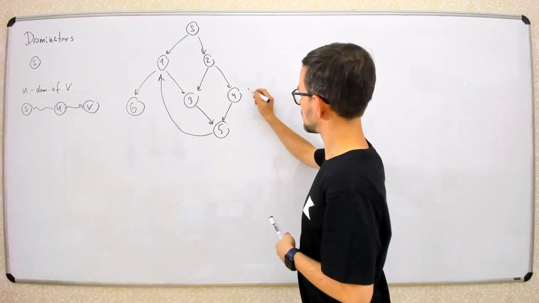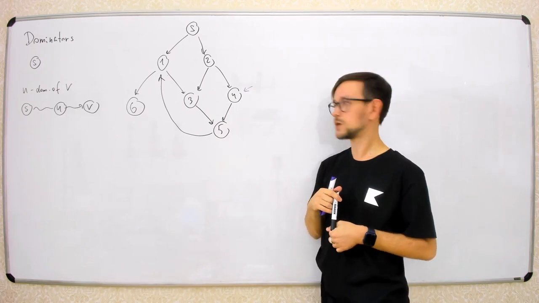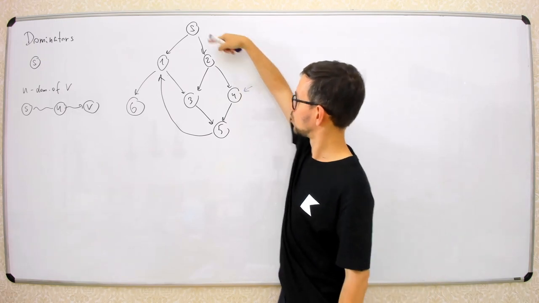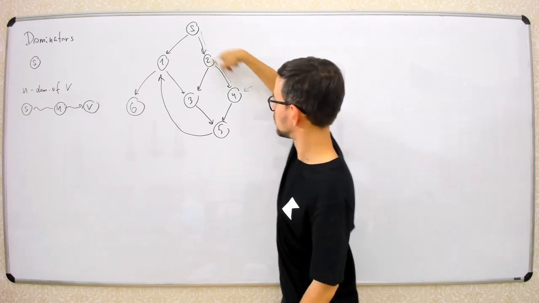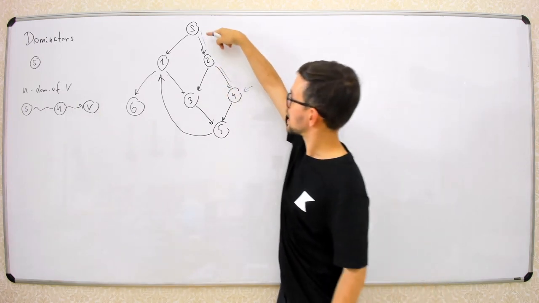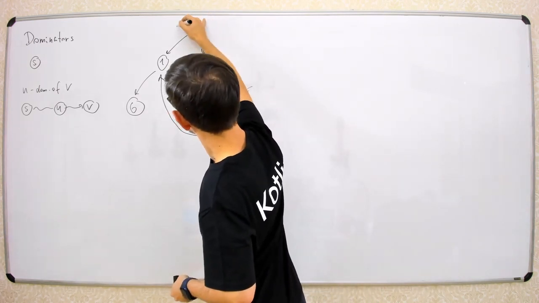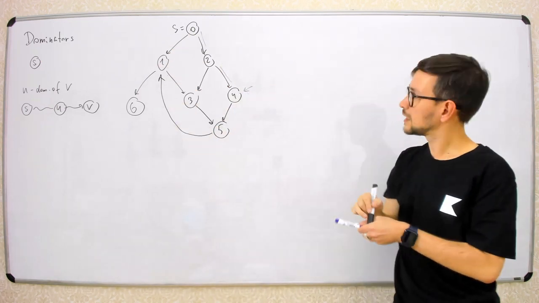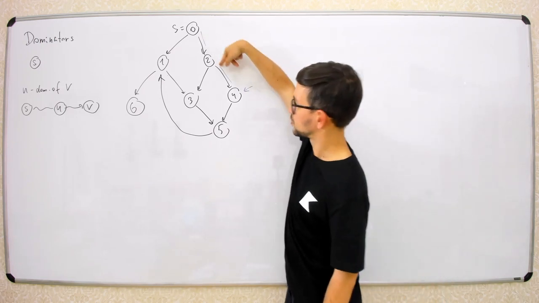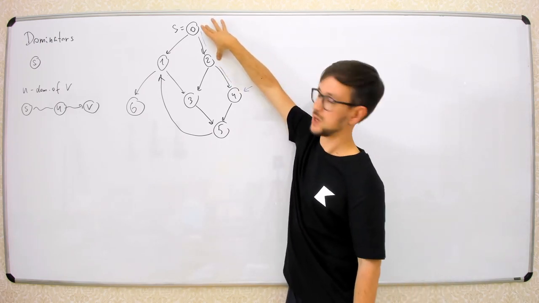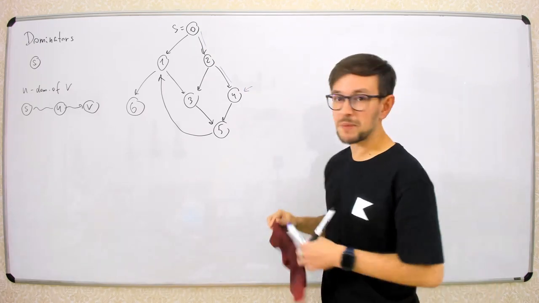For example, for this node 4, which nodes dominate this node 4? So if you look at the path from node S to node 4, there's just a single path, like this. So this is the only path from node S to node 4. And on this path, we have nodes S, well, let's call it 0. So all the nodes are marked with integers. So on this path from S to 4, there are two nodes, 0 and 2. So both these nodes dominate this node 4. That's happening if you have a single path.